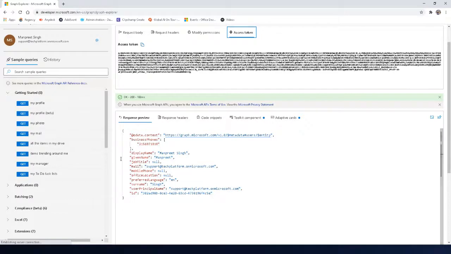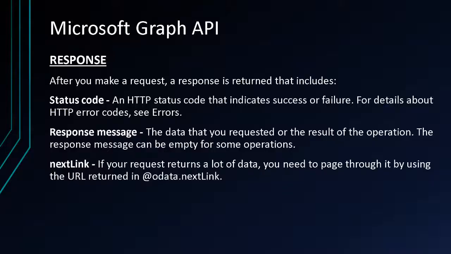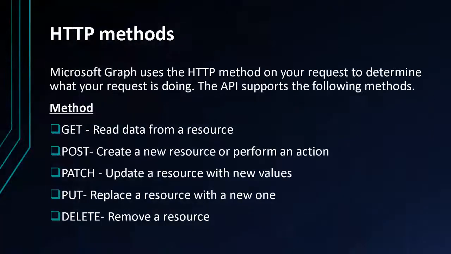So let's go back to the deck. We were talking about the request and the response which comes in, and the methods you're going to use: get, post, patch, put, delete. These are normal methods we use to read the data, create a new resource, update a resource, replace a resource, and remove a resource. So these are your current HTTP methods to get the data in and out. It's mostly like a REST API, and how we use HTTP methods there is the same.